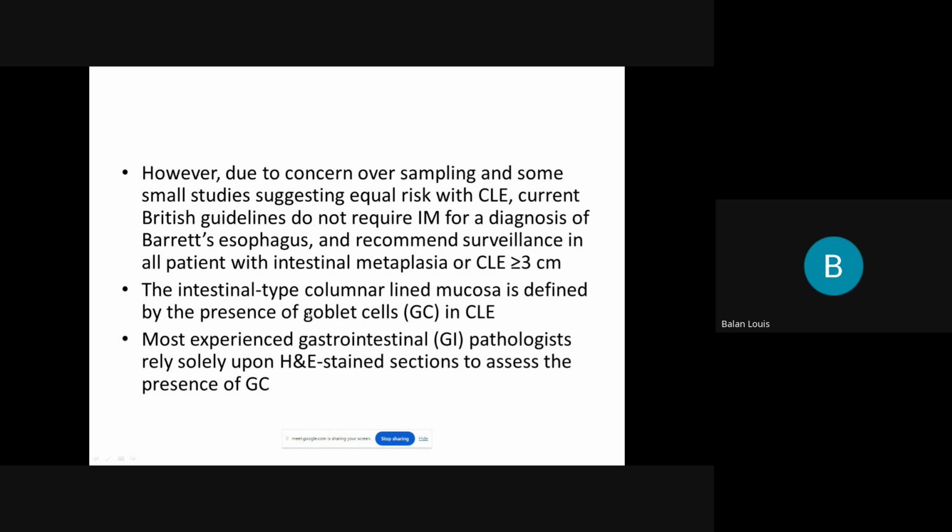So as I said, and as I showed you, intestinal type of columnar lining epithelium is defined by the presence of goblet cells, and most experienced gastrointestinal pathologists solely rely upon the H&E stain. It is not necessary that you need special stains to pick up goblet cells. You don't need any special stain. It is only a morphological criteria. Goblet cells can be identified easily.